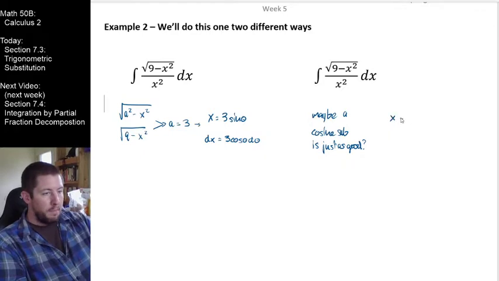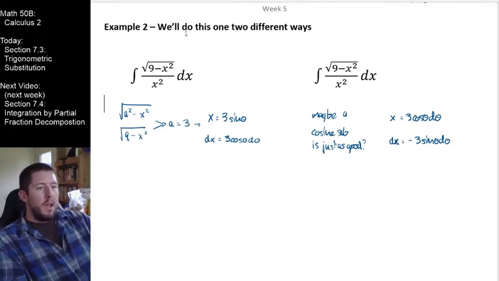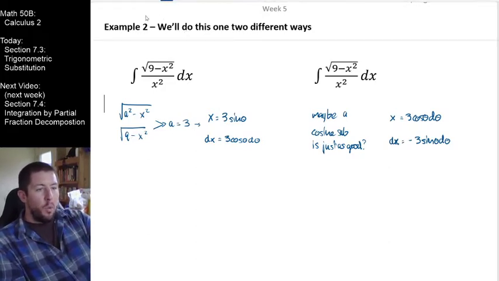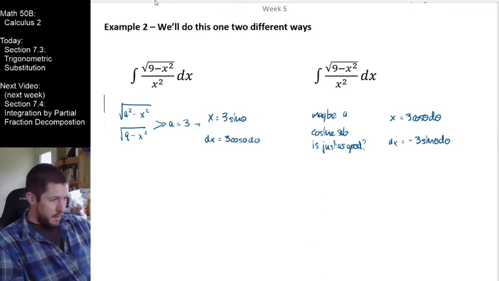We're going to make x be 3 cosine theta, and therefore we're going to get a dx of negative 3 sine theta d theta, right? That negative coming out from the derivative of cosine gave us negative sine right there. So let's go ahead and see if we can work through both of these and see if either substitution is valid, and if so, are we going to get the same answer here?